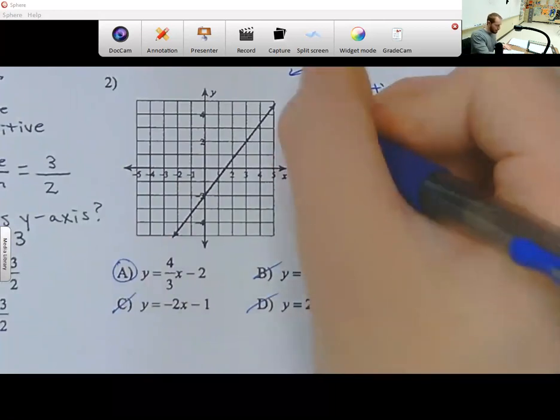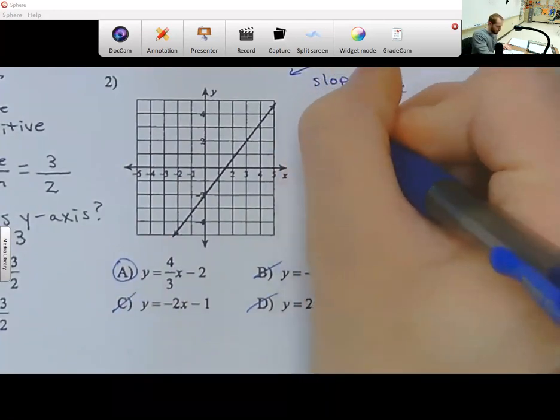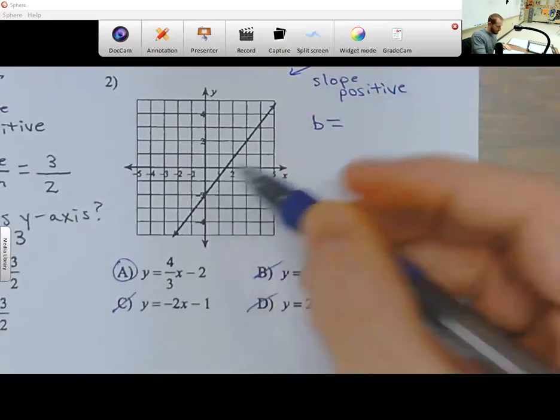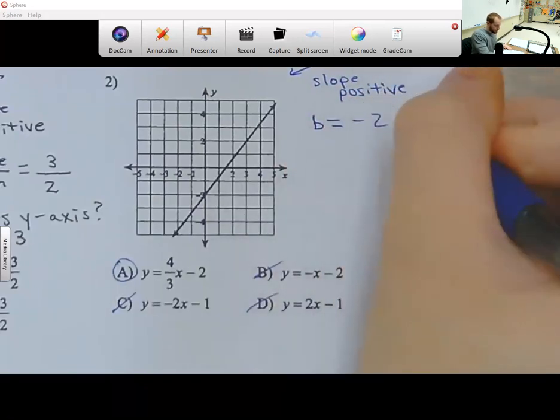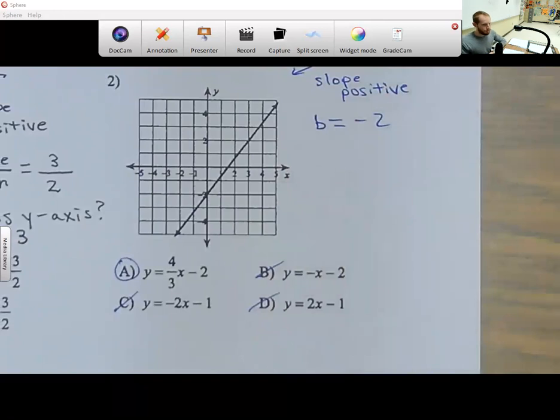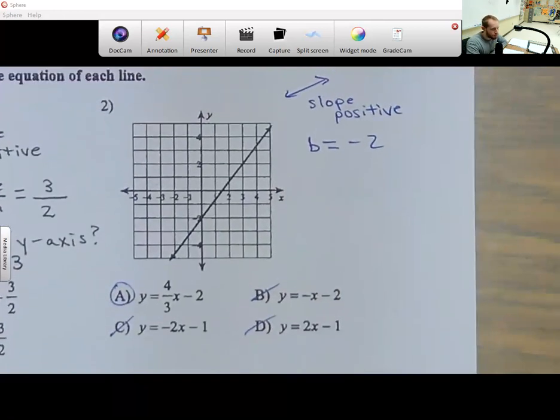So I know the y-intercept is where it crosses the y-axis. That's going to be -2. So I know that b is going to be -2. Now, where is the slope? We can find that 2 ways, right? We can use the slope formula, or we can use rise over run. Let's do the slope formula this time.